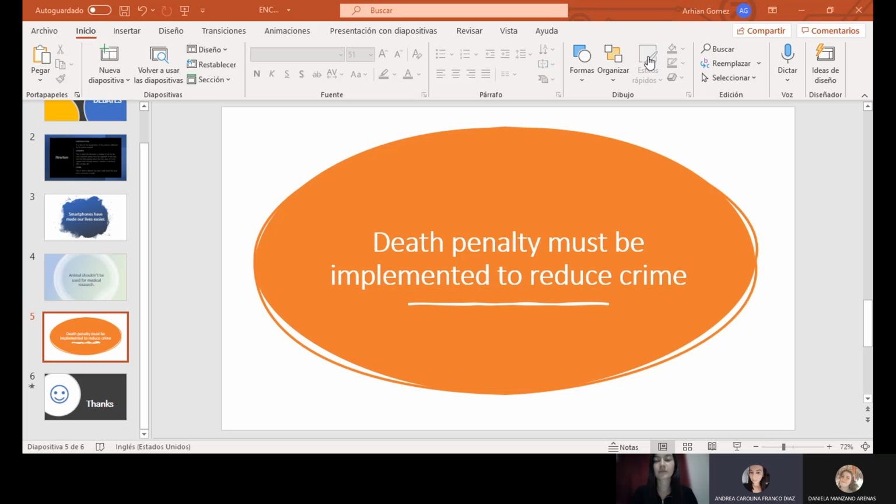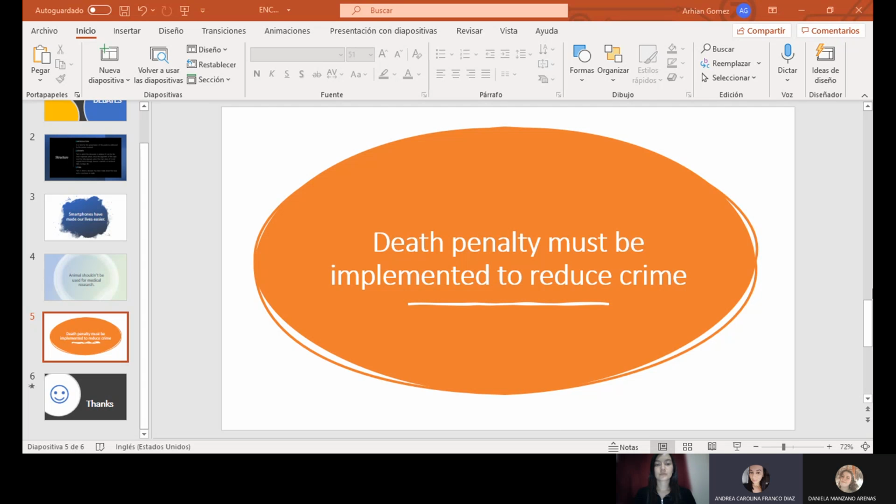In conclusion, I can say that the death penalty should be approved in some specific cases, as I mentioned before, like child abuse and murders, and those should be the two specific cases. If a person commits that type of crime, they should be punished by the death penalty.